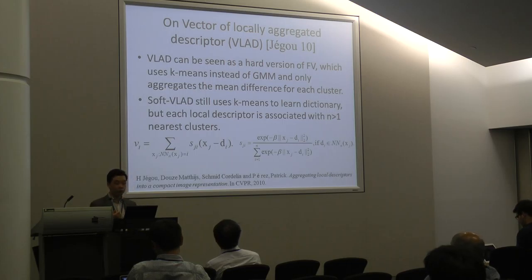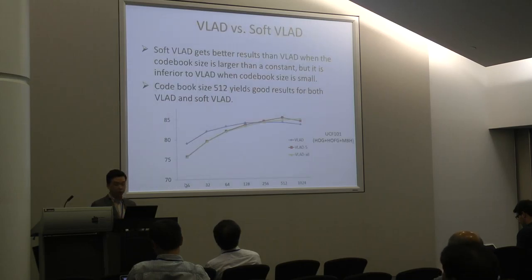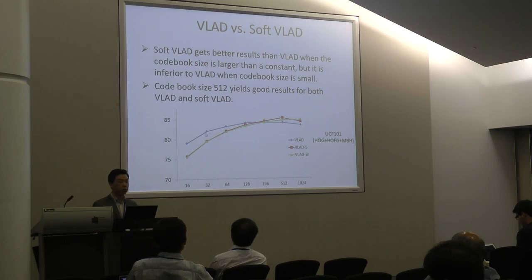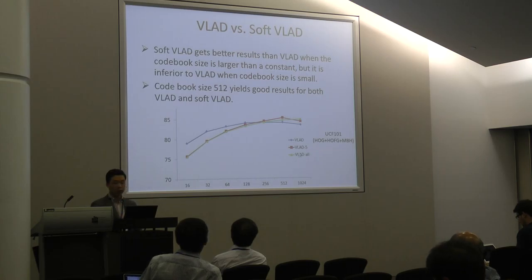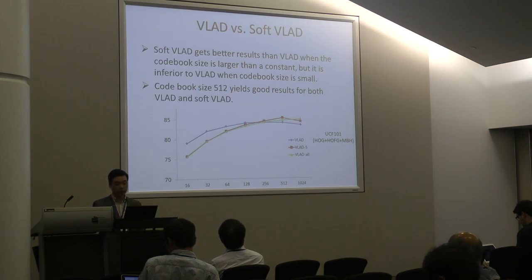Maybe you want to know which is better, so we have some results. Here, this axis means the number of clusters we used in the dictionary, and this is the recognition accuracy. You can see that if the number of clusters, the size of the dictionary, is not so large, the traditional VLAD gives better performance. But if the size of the dictionary is larger, the soft VLAD can improve the recognition rate a bit. This is because if you have a very large codebook and you only select one word, maybe there are multiple words which can be near to the input descriptor.